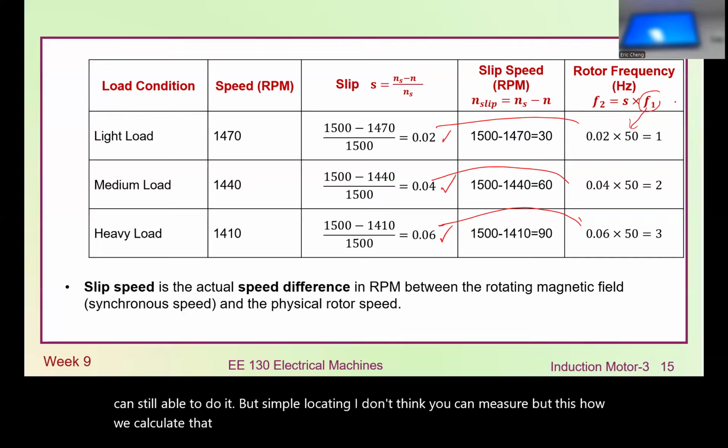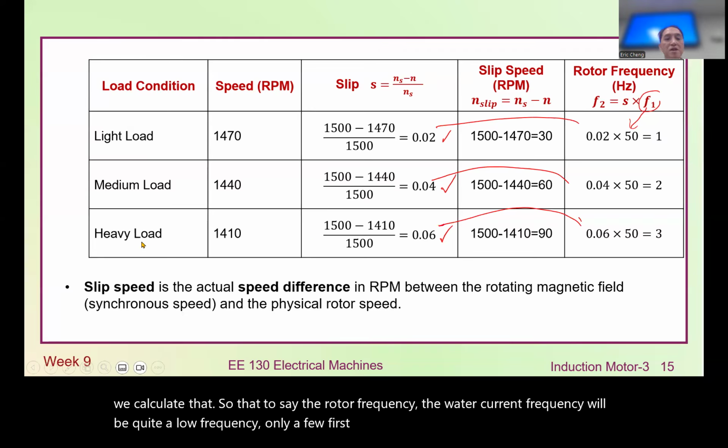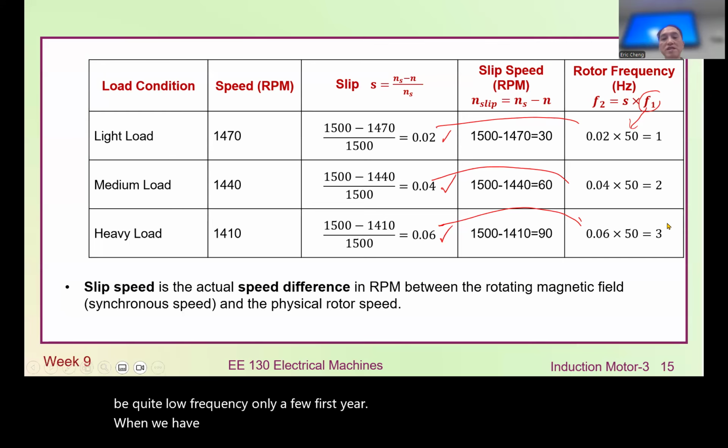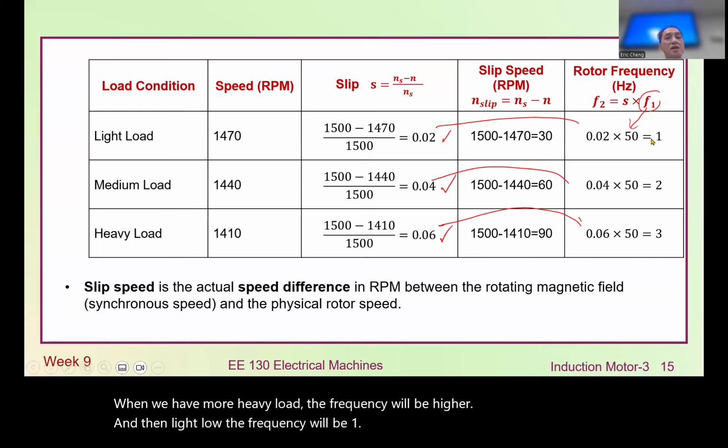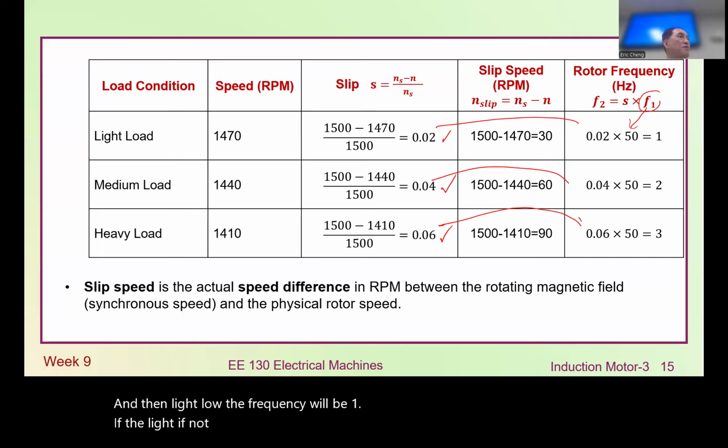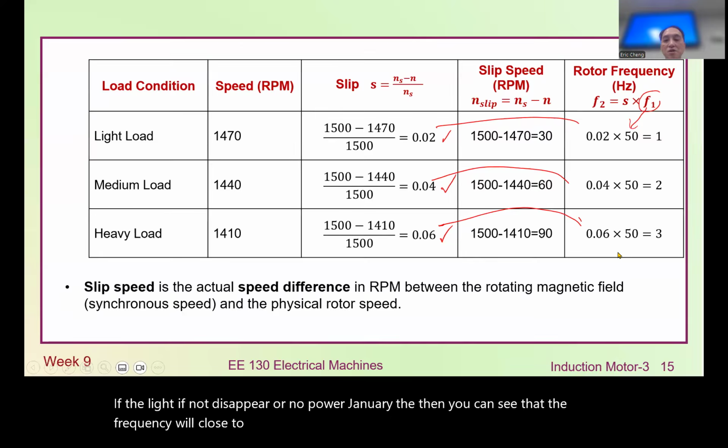The rotor current frequency will be quite low, only a few hertz here. When we have a heavier load, the frequency will be higher, and with the light load, the frequency will be lower. If the load disappears or little power is generated, then you can see that the frequency will be close to 0. Those are the characteristics.